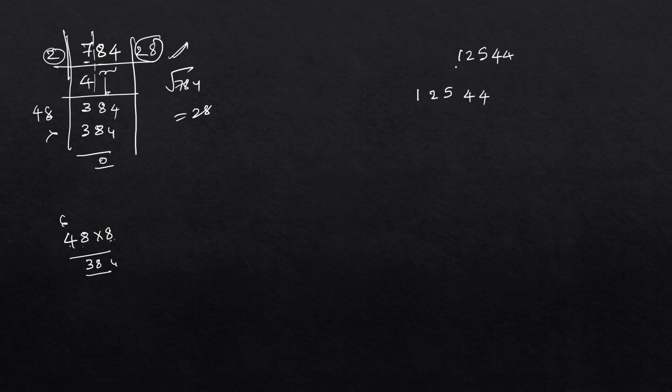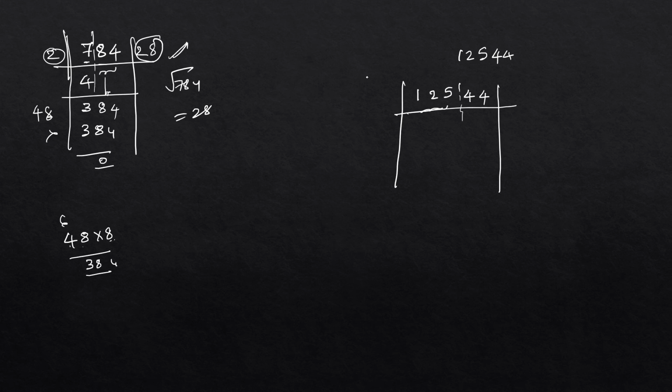Now here I am giving you a 5-digit number, 12544. As I told you earlier, we need to separate 2 digits from the right, and the leftover part is 125. For 125, we need to check the nearest square. What is the nearest square to 125? It is 11 square, na?